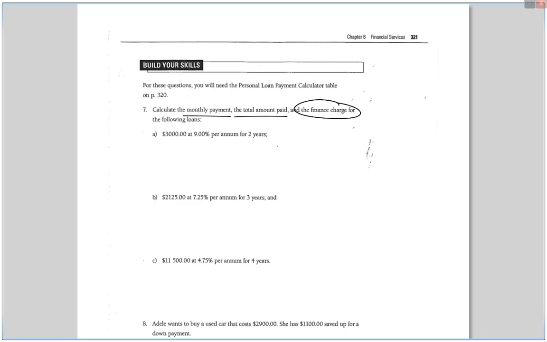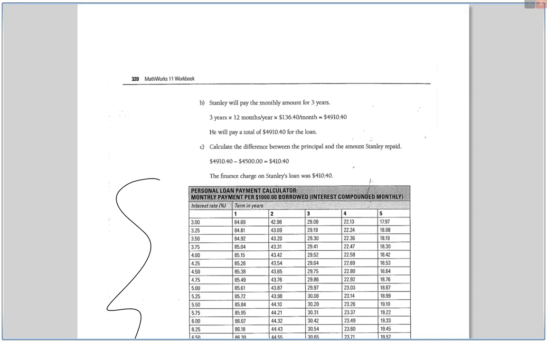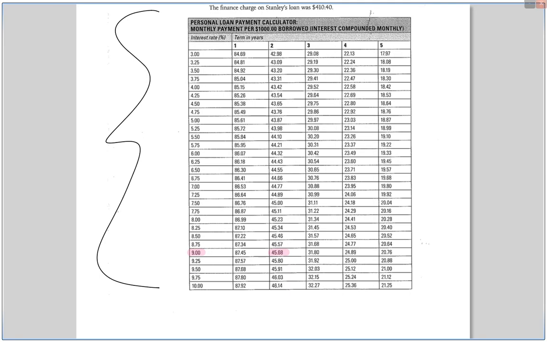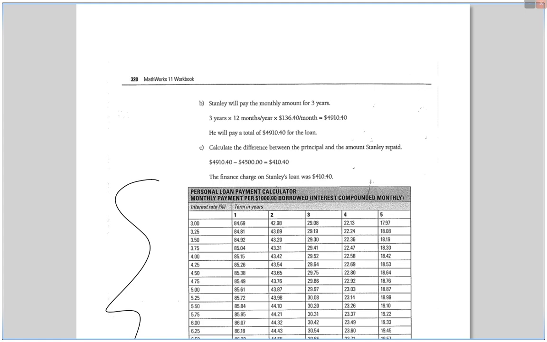Okay, so the $3,000 and the 9% for 2 years, you need to go and look on the chart. We need to find 9% for 2 years on that chart. And you'll have the chart on your test and on the quiz. 9% for 2 years, right there, is $45.68. If you look at the chart, that's the monthly payment if you borrow $1,000.